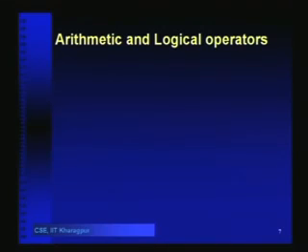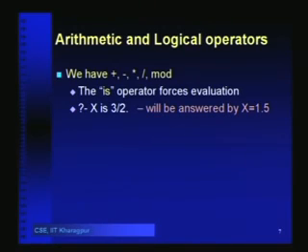Prolog has some arithmetic and logical operators. So, we have plus, minus, star, division, mod, and the is operator forces evaluation. So, if we write that x is 3/2, that will be answered by x equal to 1.5, because what it is going to do is evaluate 3/2 and produce x equal to 1.5.